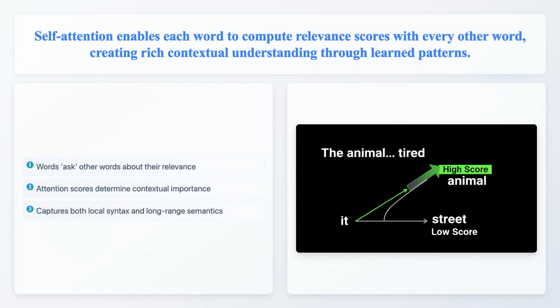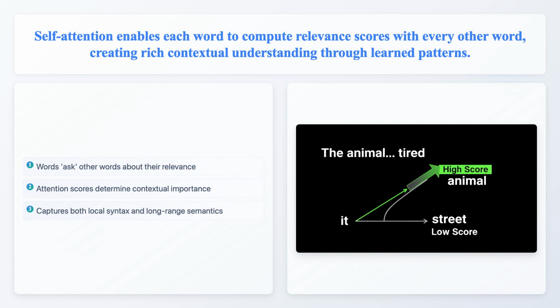Imagine every word in a sentence having a conversation with every other word, asking how relevant are you to understanding my meaning. Self-attention is precisely this, a mathematical mechanism where each word looks at all other words in the sequence to determine which ones are most important for its own representation.